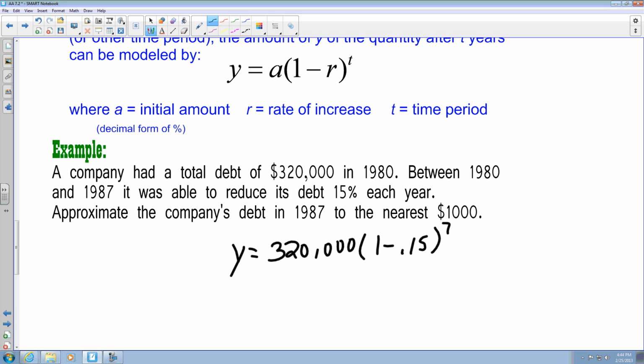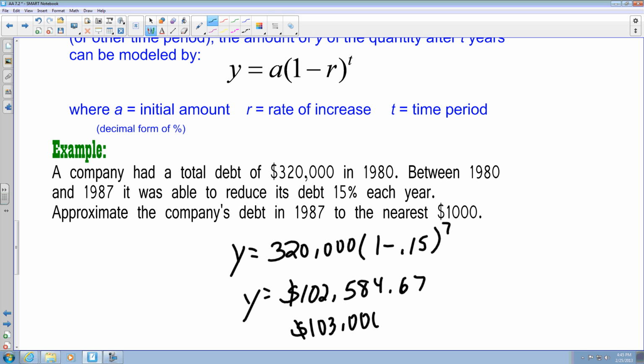And if you calculate this out, my y would equal something along the lines of 102,584 and 67 cents. But they wanted it to the nearest $1,000, so you can round it up to about $103,000.